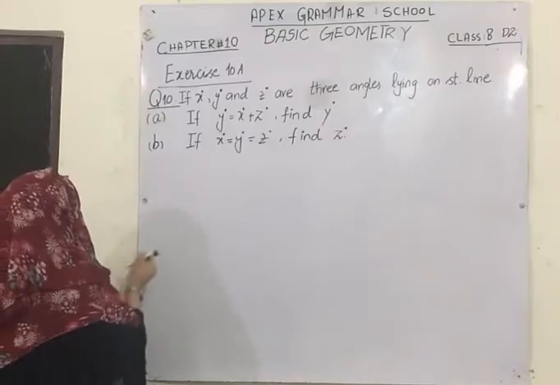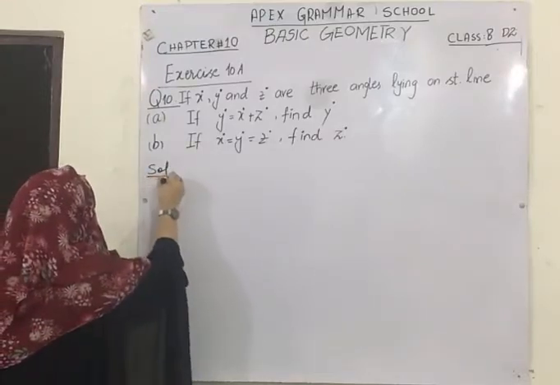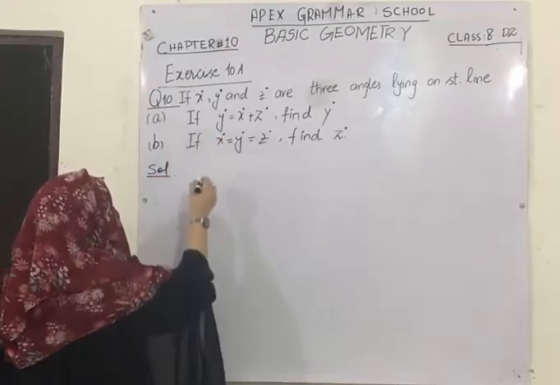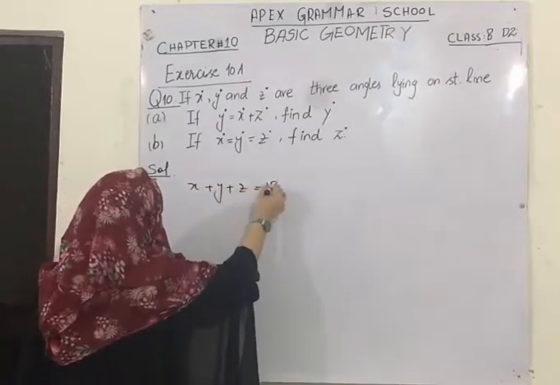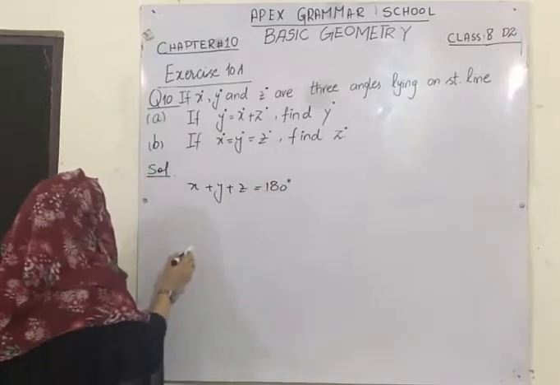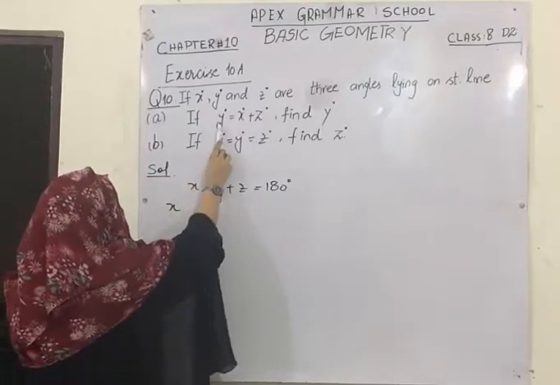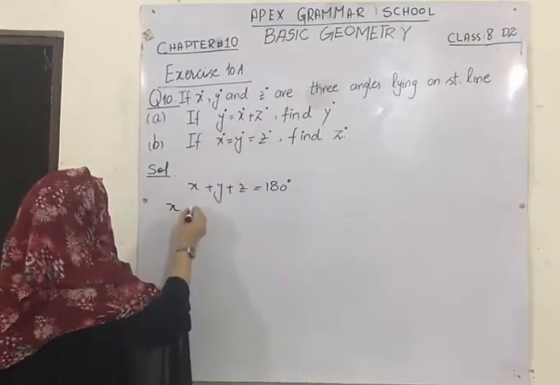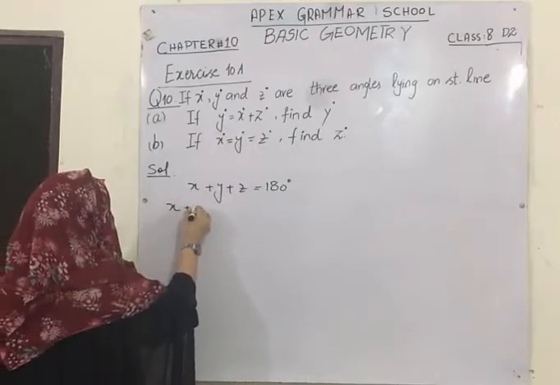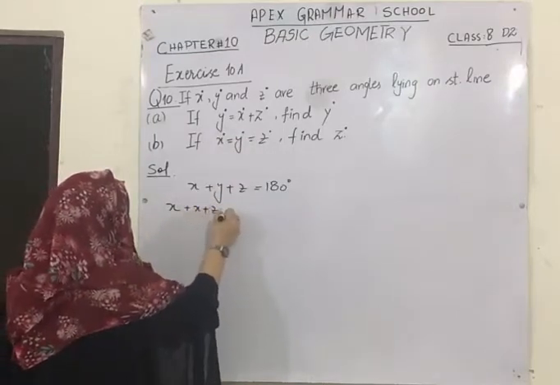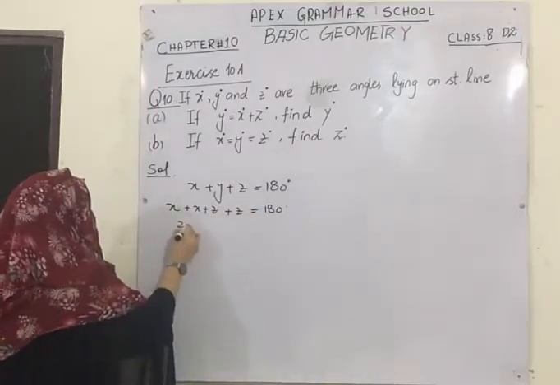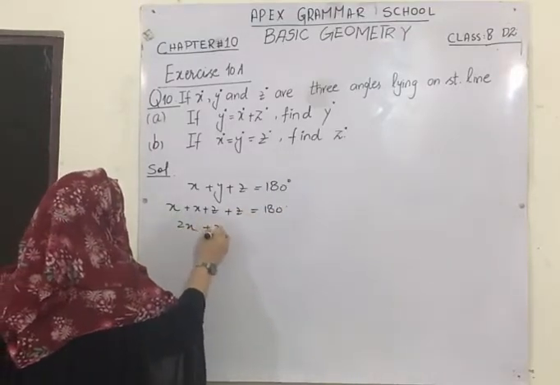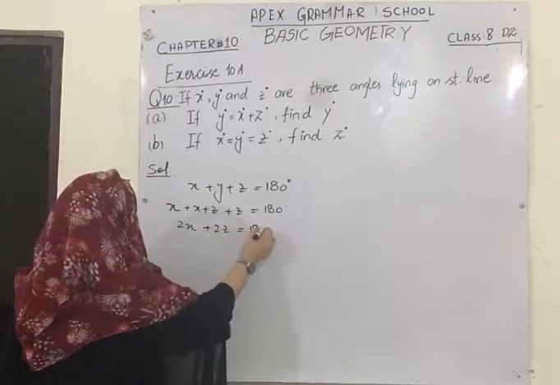So I am going to start the solution of the A part over here. We are given that X, Y, Z are lying on a straight line, which means they will add up to make 180 degrees. We are also given the value of Y to be X plus Z. So instead of writing Y, I am going to write it as X plus Z, and Z will remain as it is. X and X will add up to make 2X, Z and Z will add up to make 2Z is equal to 180 degrees.